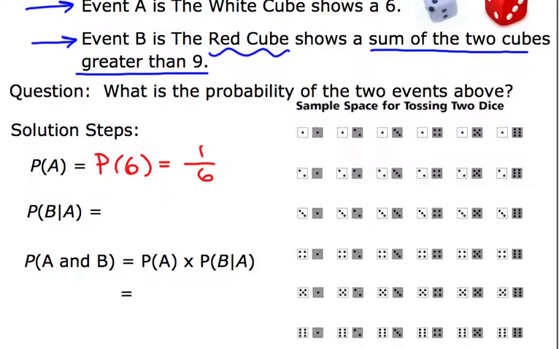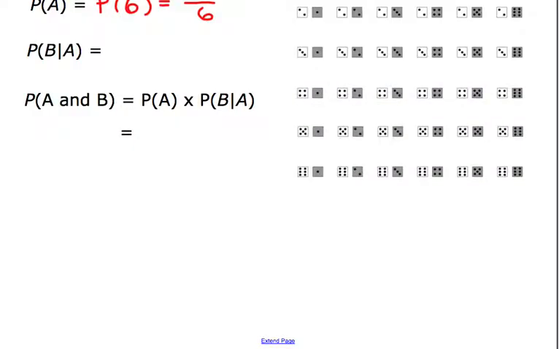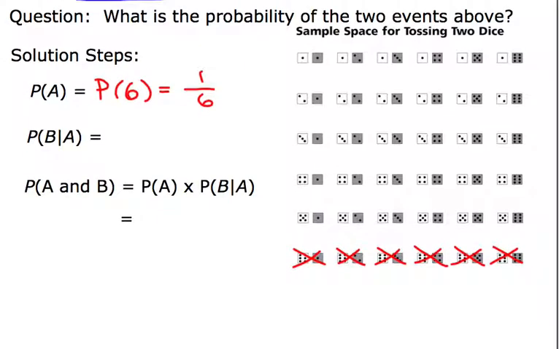Now I'm going to go ahead and remove all of the white 6s, because we've already chosen that. Now we're going to find the sum greater than 9 with the red cube. So again, all the white ones are gone. All the white 6s, I removed them. So let's go down to the sample space and see which ones are greater than 9. Well, this one sums to 11. This one sums to 10. This one sums to 10. So we have 3 left.